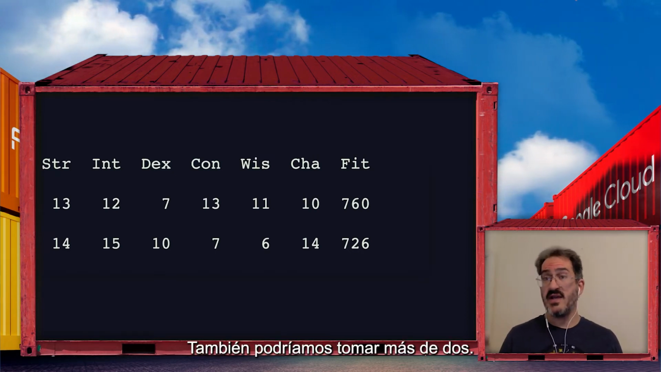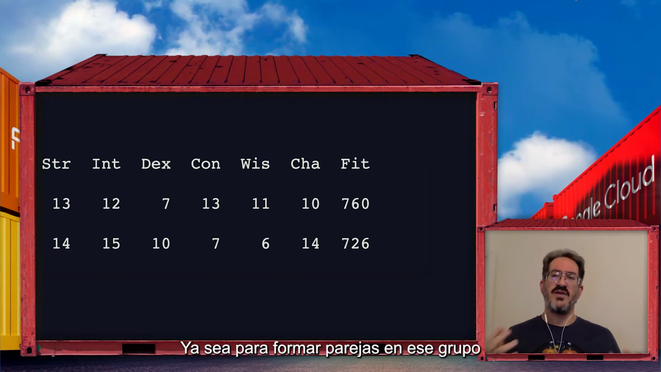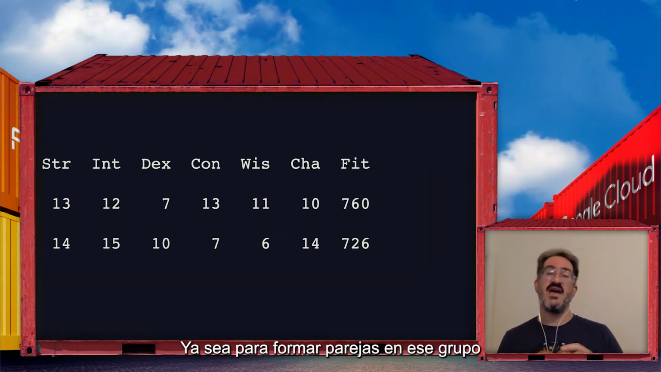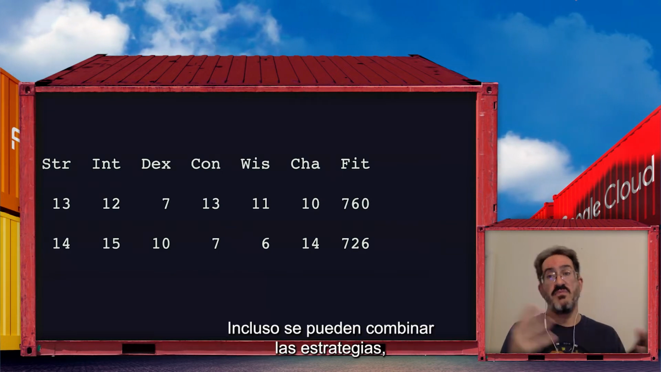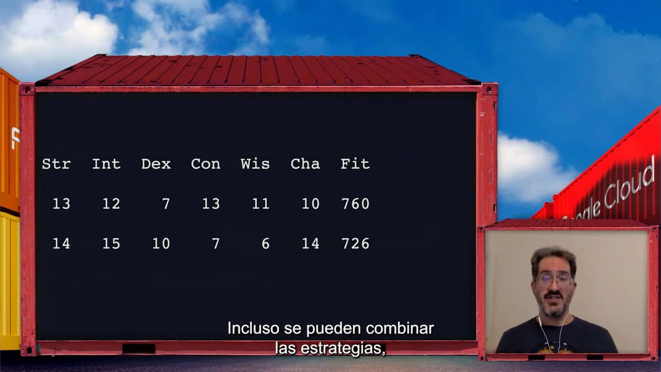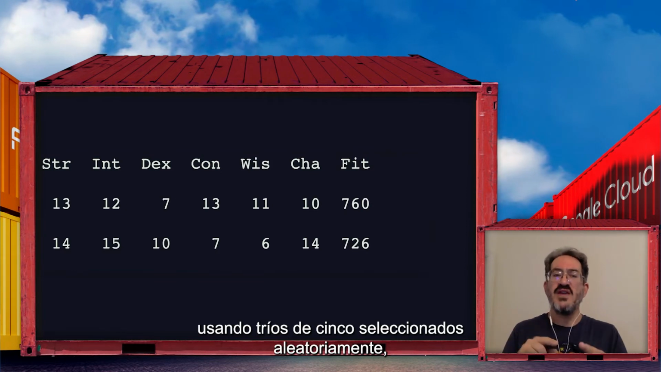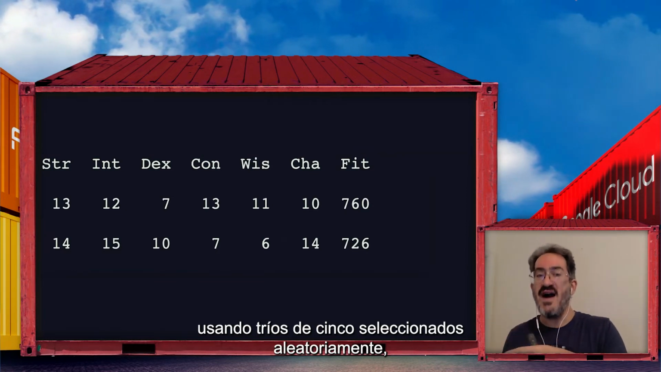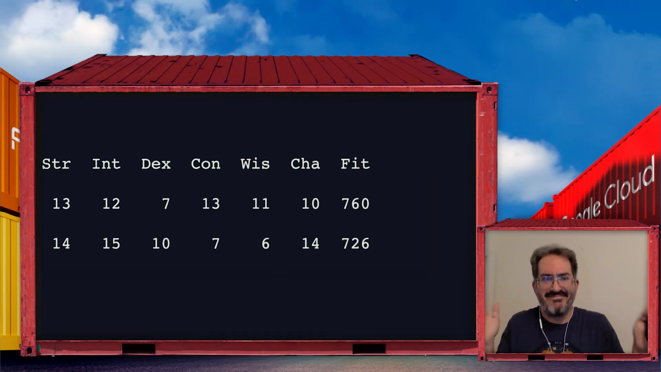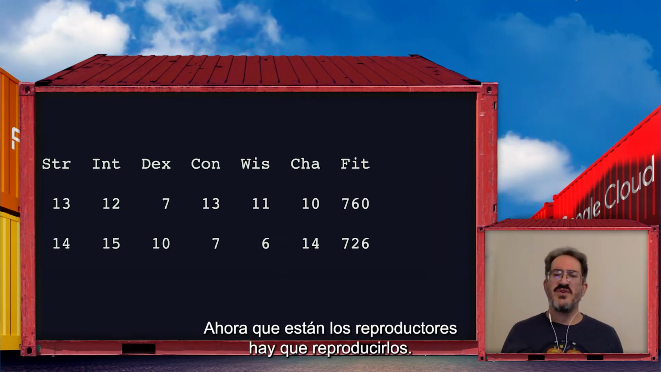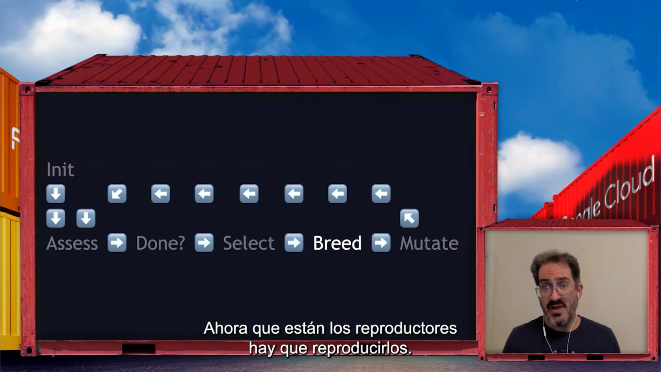We could also take more than 2, whether to breed all pairs in that set or to combine more than 2 at once. We could even combine such strategies, like using all trios from a randomly chosen 5, with the fitter ones having a better chance to be chosen. Anyway, now that we've chosen our breeders, next we actually breed them.